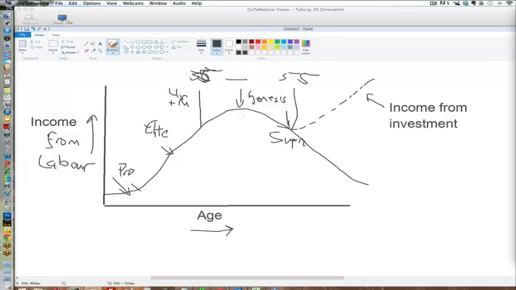So your chart in DS Domination doesn't look like this. It actually looks something like this. Okay. Your income doesn't go down. Like typical jobs, your income from labor doesn't go down after 55 because there is no true labor involved with DS Domination. Okay, Supremacy is going to sustain your income level there.